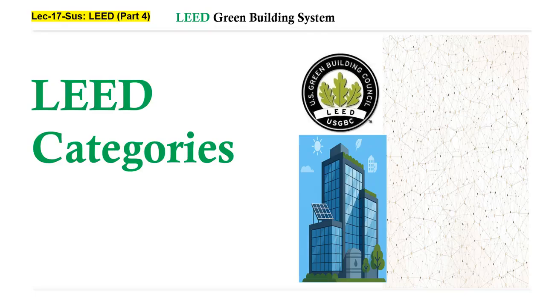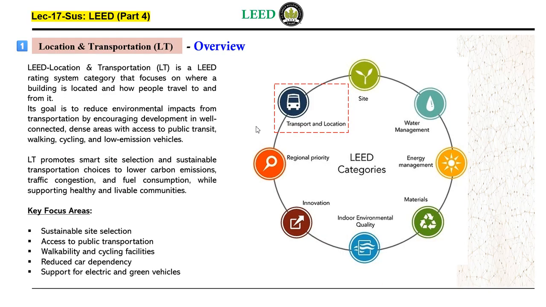Good evening, all. So today we are going with lecture number 17, part 4, which is LEED categories. As I told you yesterday, we will define or explain one by one each category of LEED. So, the first category is location and transportation, in short form LT.